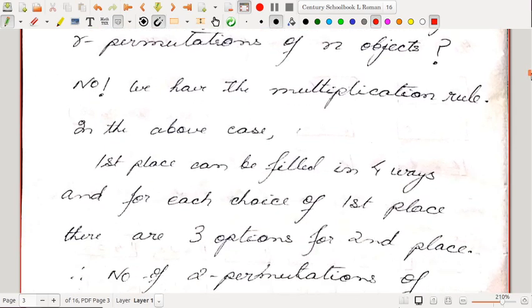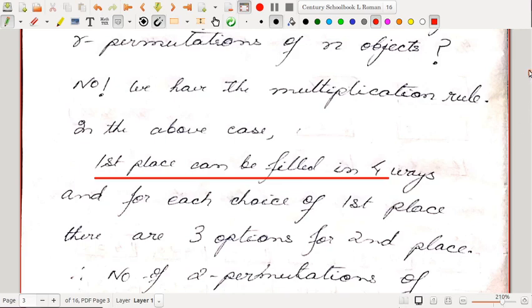So in the above case, what is happening? The first place can be filled in 4 ways because there are 4 options: 5, 6, 7 and 9. And for each way of filling the first place there are 3 options for the second place.